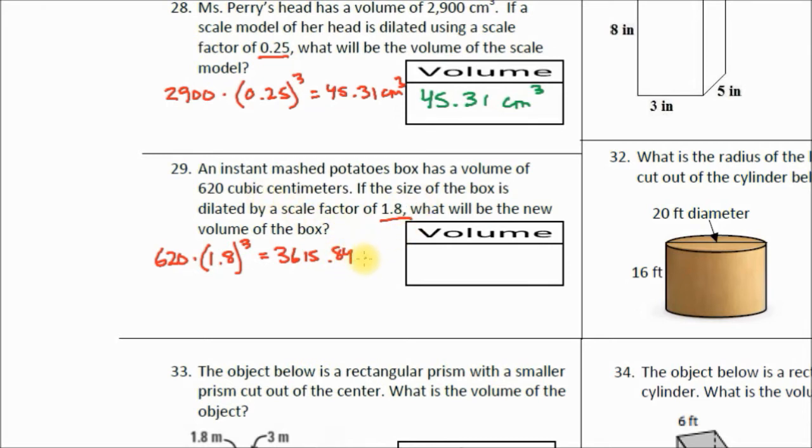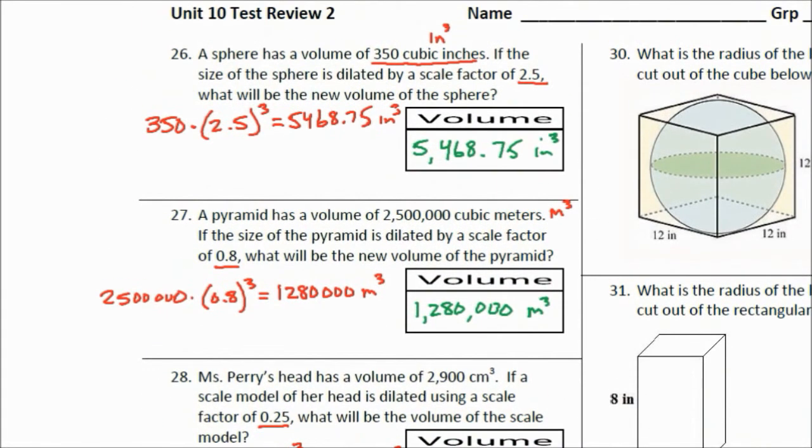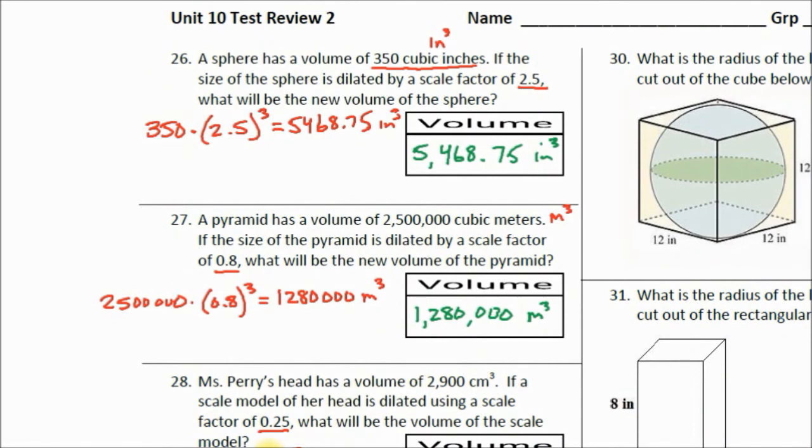3615.84. Our unit of measure is cubic centimeters. So final answer, 3,615.84 centimeters cubed. Let's go to number 33. Actually, let's skip. Let's go to number 30 in the other column.